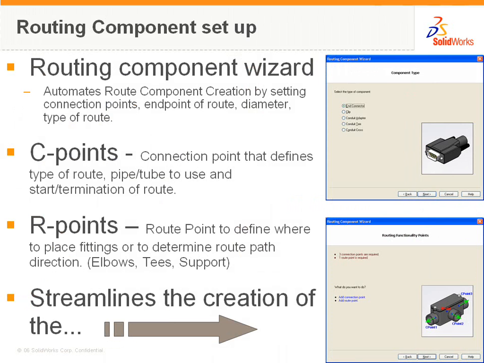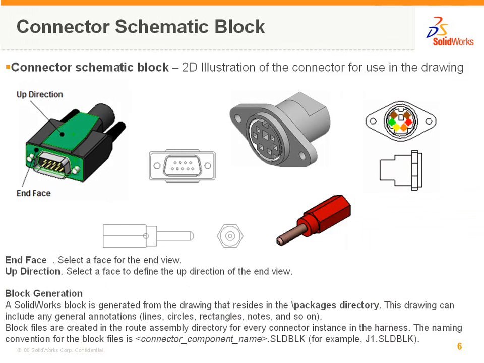Now, for the routing component setup, as it applies to the electrical components, we'll talk about the routing component wizard again. This will automate route component creation by setting the connection points, the routing points, the diameter, and the type of route. And as it relates to electrical components specifically, it streamlines the creation of the connector schematic block. The connector schematic block is a 2D illustration of the connector for use in the drawing.